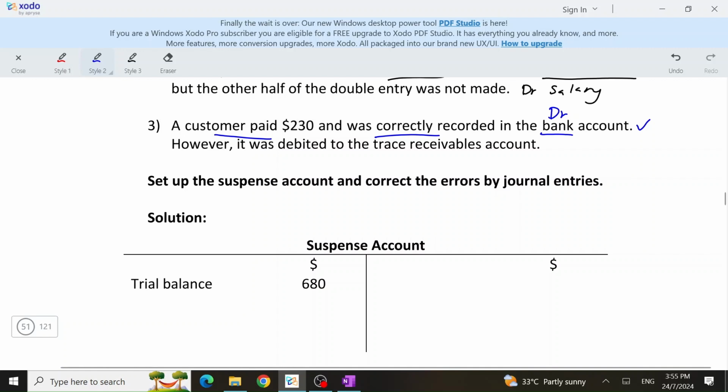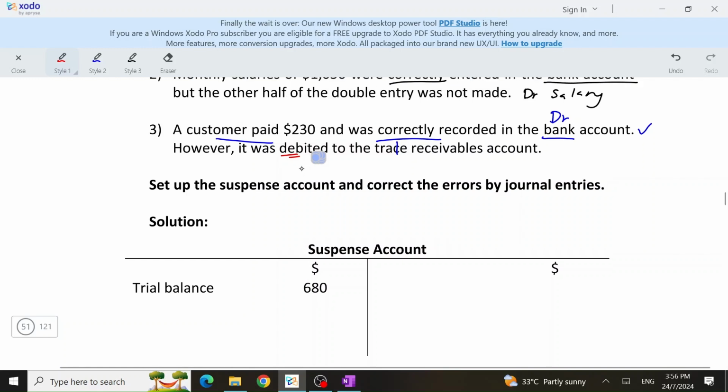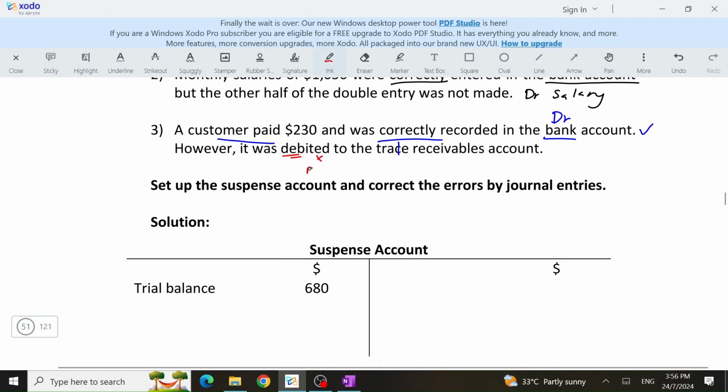Okay, read the next sentence. However, it was debited to the trade receivables account. What's wrong with this? How come debit? When I receive money, I should debit bank and credit trade receivables. So this one is wrong. By right, I should credit.